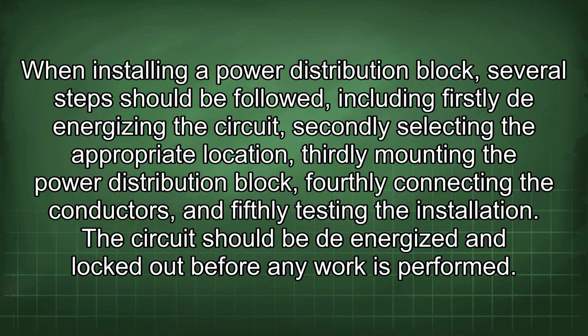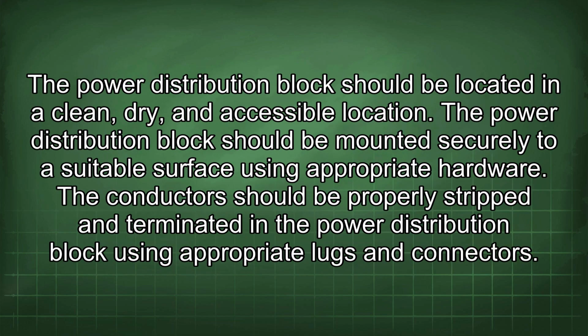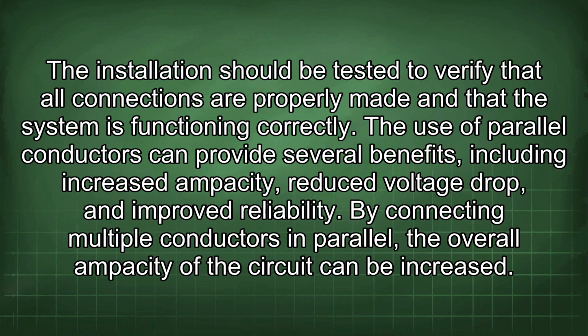The circuit should be de-energized and locked out before any work is performed. The power distribution block should be located in a clean, dry, and accessible location. The power distribution block should be mounted securely to a suitable surface using appropriate hardware. The conductors should be properly stripped and terminated in the power distribution block using appropriate lugs and connectors. The installation should be tested to verify that all connections are properly made and that the system is functioning correctly.